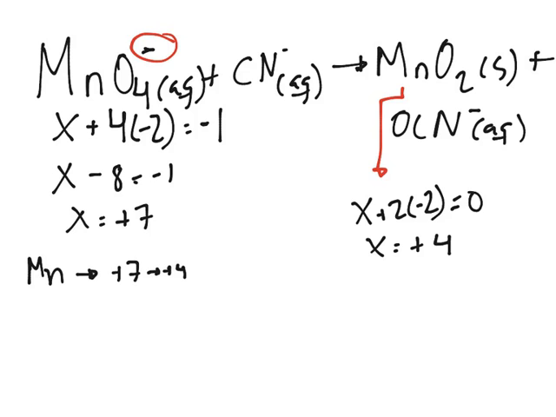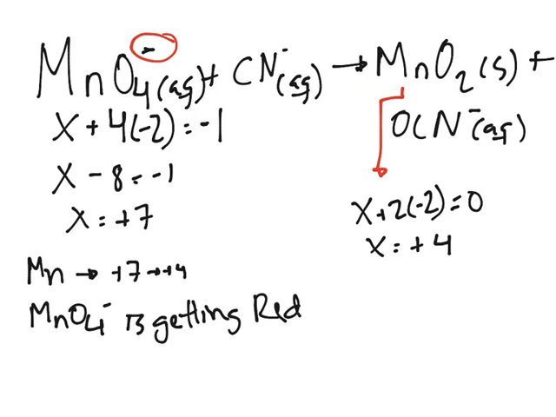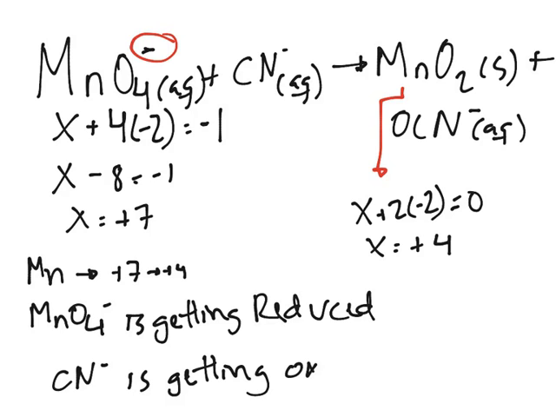Now, just by knowing this, we know that the manganese, or the permanganate ion, is getting reduced. So the CN minus will be getting oxidized, just because one has to get reduced and the other has to get oxidized. So we don't really have to find the oxidation number of that one. So the first step is done.